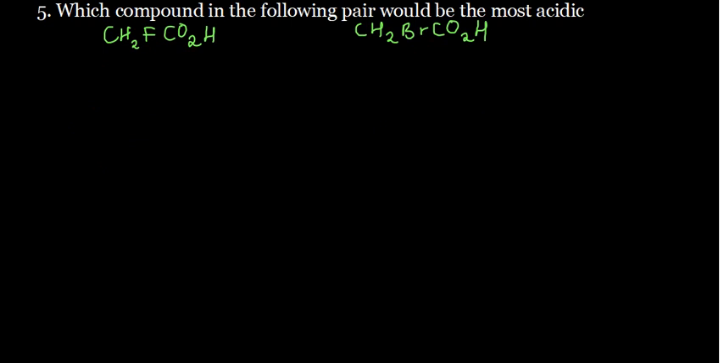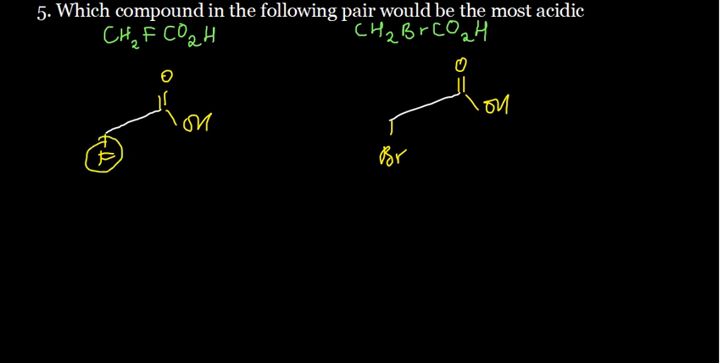So we still have only 2 carbons, so I'm going to show it like that, but we have a fluorine on the first carbon, and then this is an acid. For the second one also we have only 2 carbons, but on the first one we have bromine instead, and then we also have the carboxylic acid functional group. So which one is going to be much stronger in this one? Here we have the same compound. What is only different is the halogen.